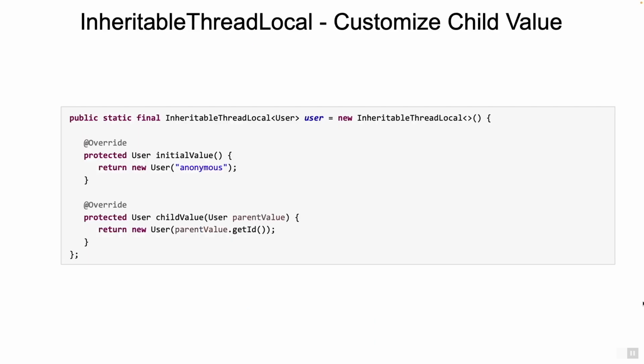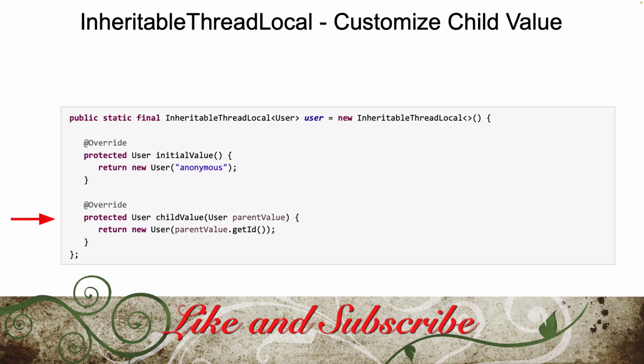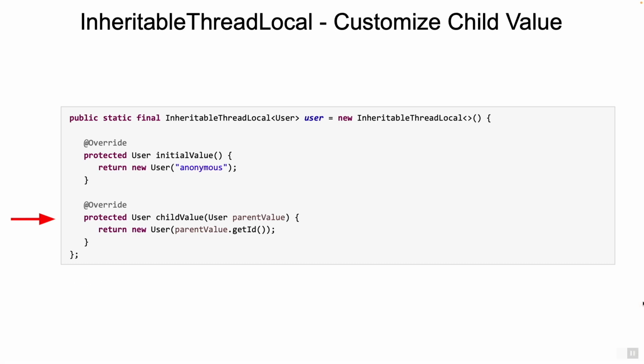We can change the default implementation by overriding the method called child value. It takes the parent value and then we can return whatever we want to set as child value. What you see on the screen is a creation of the inheritable thread local object, but I am providing an implementation of child value method where a new user object is created from the parent and returned. Also, I overrode the method initial value, which will return anonymous user.